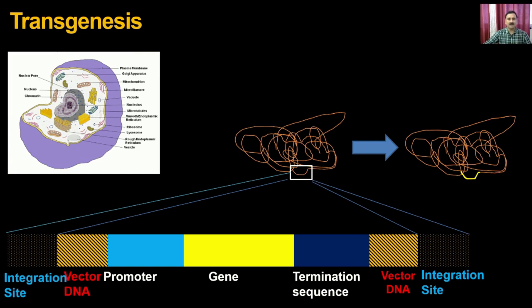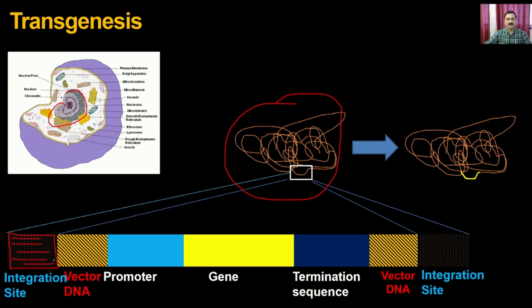So you have the plasma membrane, you have all the membrane-bound organelles, and within that you also have the nucleus. Once it enters the nucleus, it is going to encounter the genome. Now, within the genome, it is not going to be put randomly into any place. For example, outside the vector DNA, you can also have the integration sites.